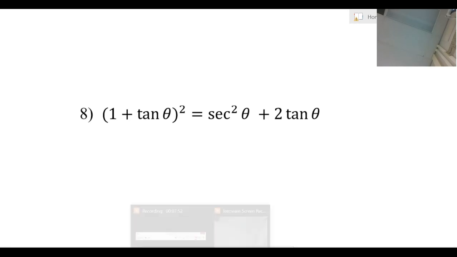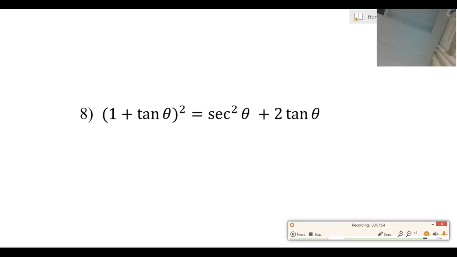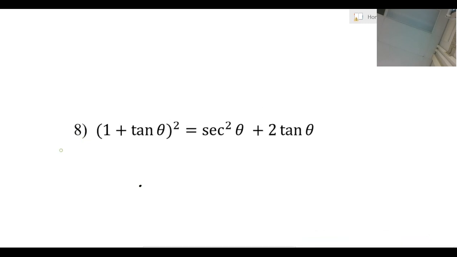Number 8. Are we on timer? I have 2 minutes. Better go fast.